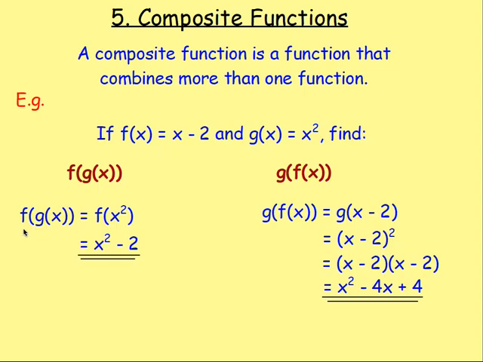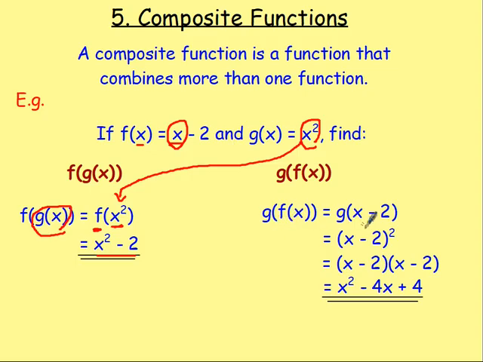So if you want to work out f of g of x, what you're really doing is you're thinking, start at the middle with g of x. g of x is equal to x squared, so you're replacing g of x with x squared. So you'd have f of x squared. It means then in function f, you're replacing x with x squared. So everywhere you see an x here, you replace it with x squared. So you'd end up with x squared, take away 2.